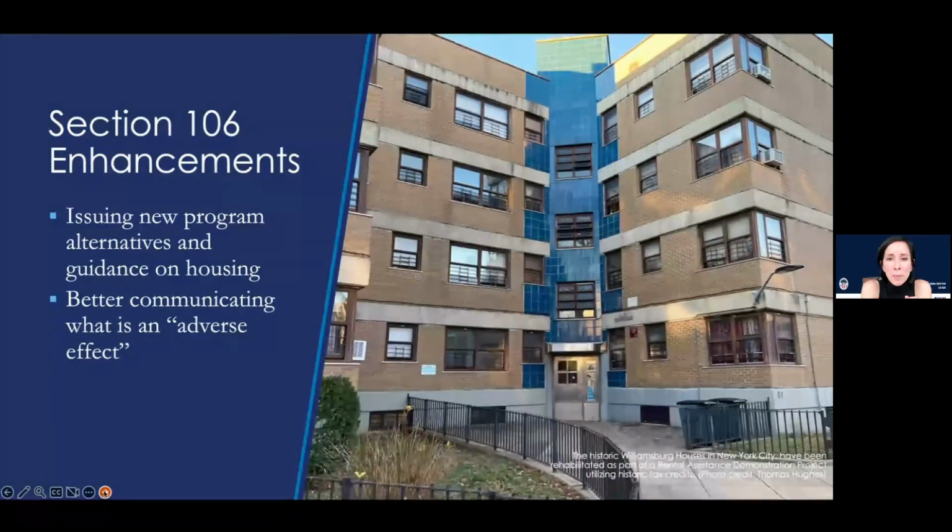We are also hoping to better communicate what is an adverse effect. So whether that is trying to communicate what interior changes could be an adverse effect, exterior changes, we could do that through guidance, or we could do that through this tool called the program comment.